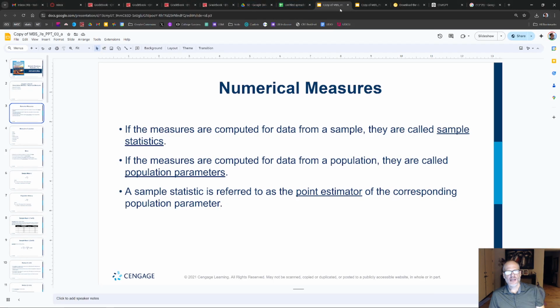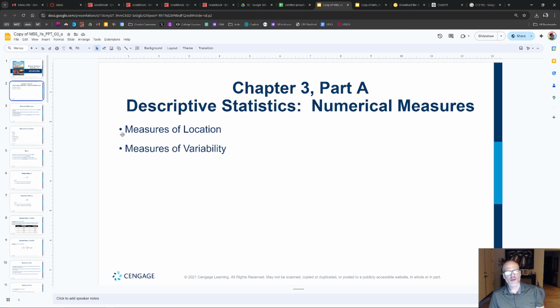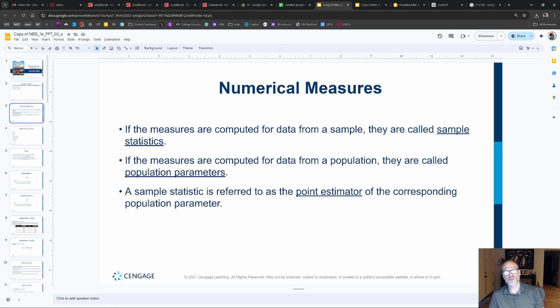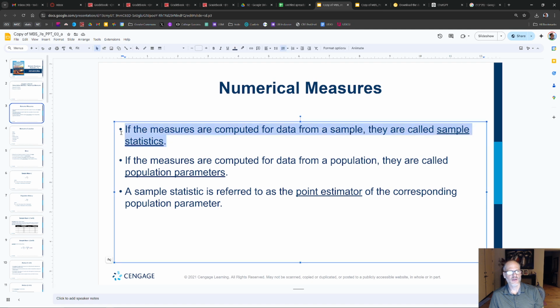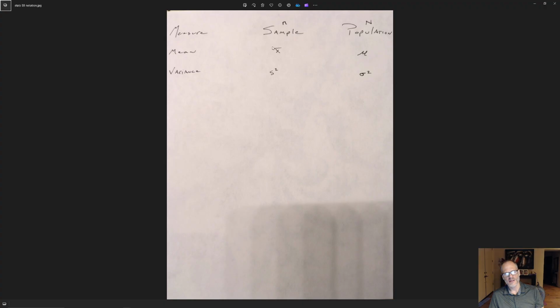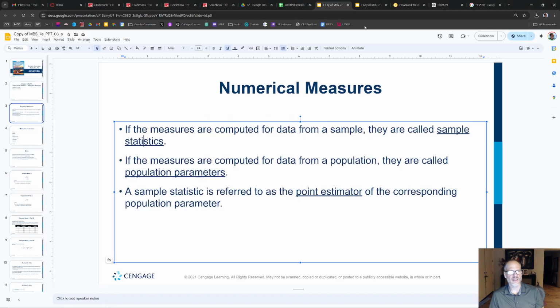Okay, so now we'll take a look at this presentation, and we're looking at measures of location and measures of variability. We'll read through some of this, and I'll talk about anything that sparks something that needs to be explained or discussed. If the measures are computed for data from a sample, they're called sample statistics. So again, we take a sample from a population so we can make inferences about the population, and that's known as inferential statistics.